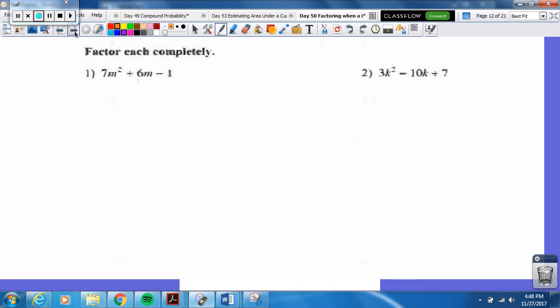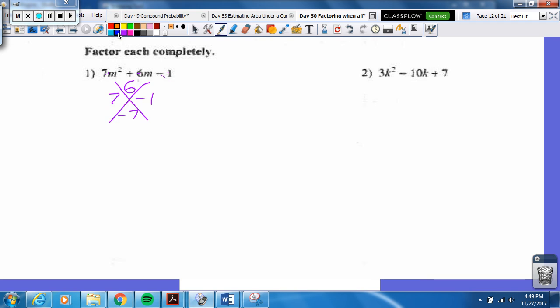Okay, 7m squared plus 6m minus 1. Whoop! Draw your x first. Can't take out anything here, so I got to do this method. So first, I'm going to put b right here, which is 6. Then multiply 7 times negative 1, which is negative 7. All right, what adds to 6 and multiplies to negative 7? Oh yeah, that would be 7 and negative 1. Okay, what do I write now?